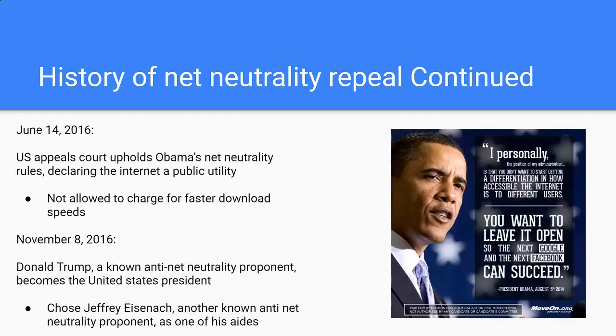On June 14, 2016, the U.S. Appeals Court approved this classification and required broadband internet to have equally attainable access for all their users. This decision also prohibited ISPs from charging for faster download speeds, which is good for everyone but the internet service providers.